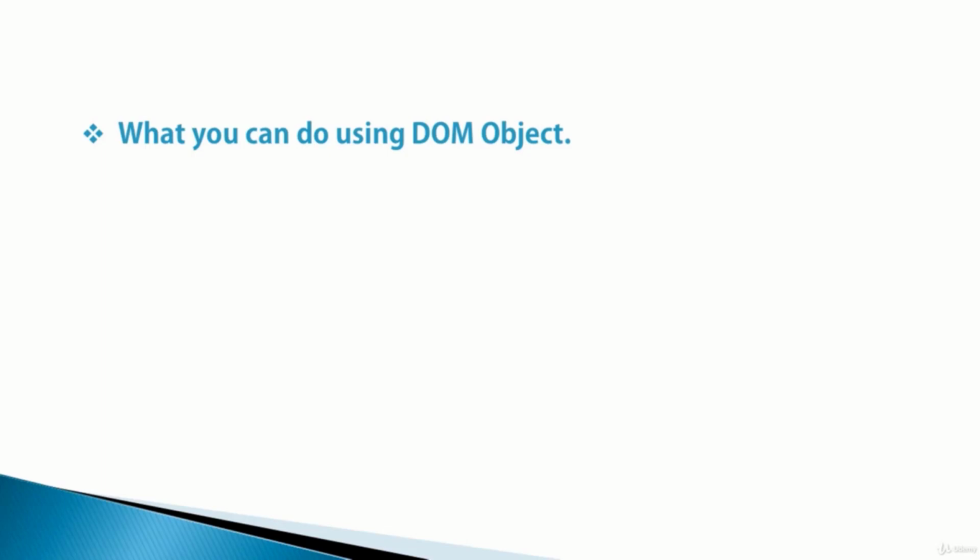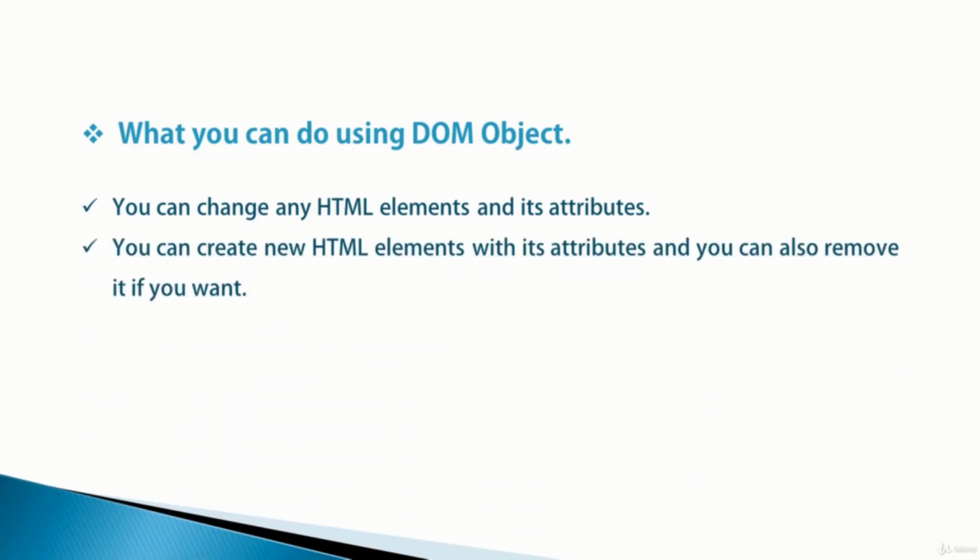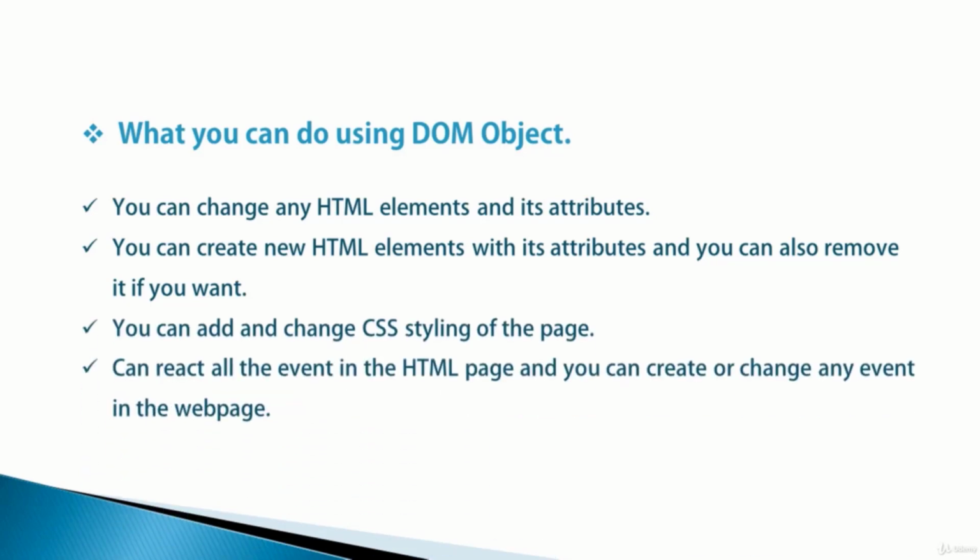Then what can you do with the DOM object? Using the DOM object, you can change any HTML elements and their attributes. You can create new HTML elements with their attributes, and also remove them if you want. You can add and change the CSS styling of the page. The DOM object can react to all the events in the HTML page, and you can create or change any event in the web page.